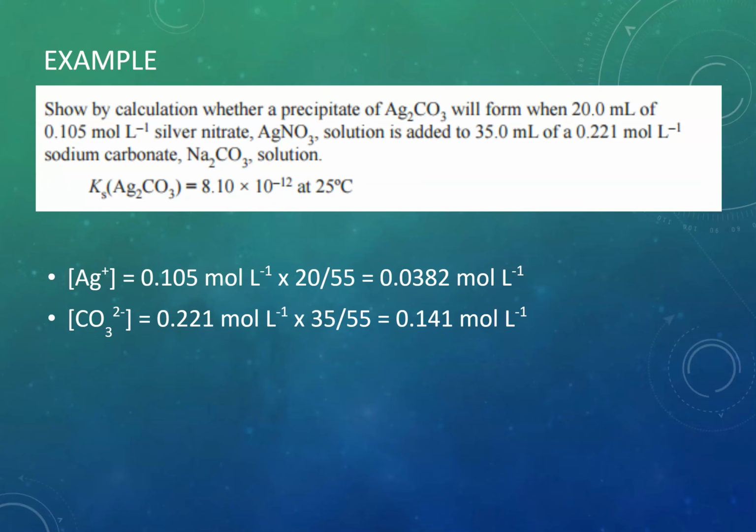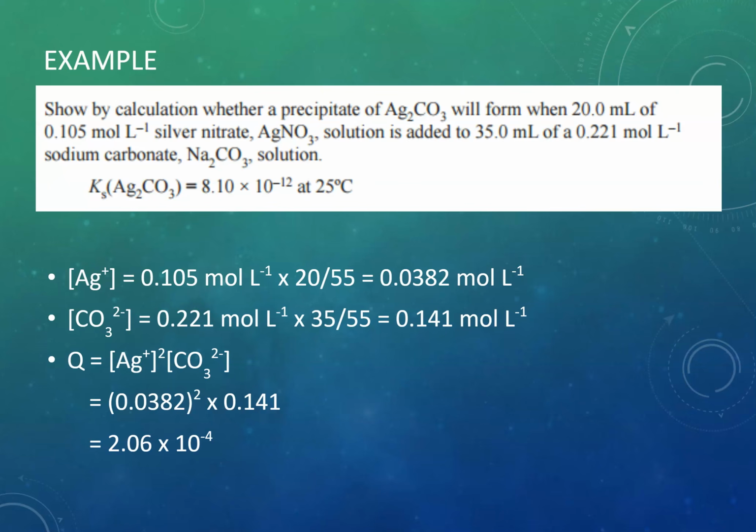Now hopefully you can look at this very simply and say, with these two concentrations multiplied together, even if I'm squaring one or the other, they're going to come in way bigger than Ks, but we still need to finish off the calculation. So Q is equal to the concentration of silver ions squared times the concentration of carbonate ions. Let's put those numbers into the equation. 0.0382 squared times 0.141 gives an answer of 2.06 times 10 to the minus 4. That's the calculation.